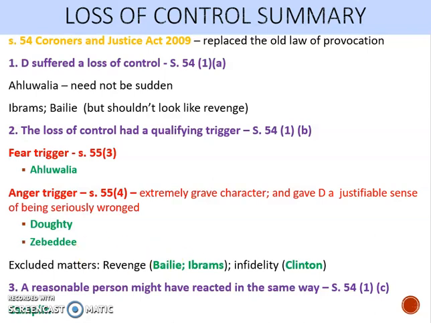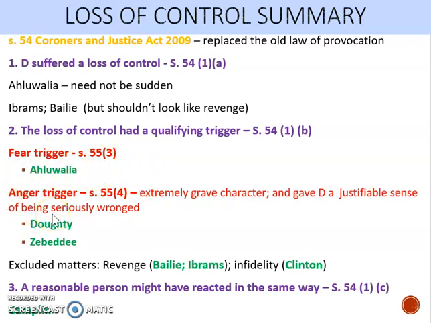And the third requirement is that a reasonable person might have reacted in the same way, and that's illustrated in the case of Camplin, which was an unpleasant case where a teenage boy was raped by a man who then laughed at him, and the defendant killed him by smacking him with a chapati pan. Now, clearly, in that case, there was a loss of control because he hit him with the chapati pan. There was a qualifying trigger. You could argue a bit of fear and anger here, and that's fine. It could be both triggers, but it seems like there might have been anger in Camplin.